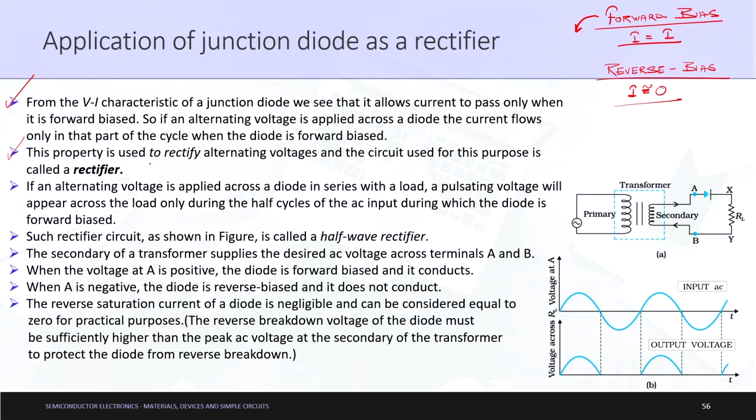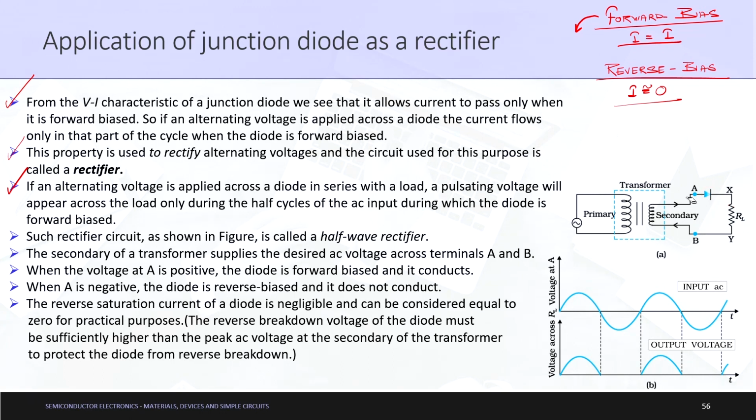So, this property is used to rectify alternating voltages, and the circuit used for this purpose is called a rectifier. Okay. Now, if an alternating voltage is applied across a diode in series with a load. Let us say we apply this alternating voltage across a diode in series with a load. So, let us say this is the diode and this is the load. Okay. Then a pulsating voltage will appear across the load only during the half cycles of the AC input, during which the diode is forward biased.